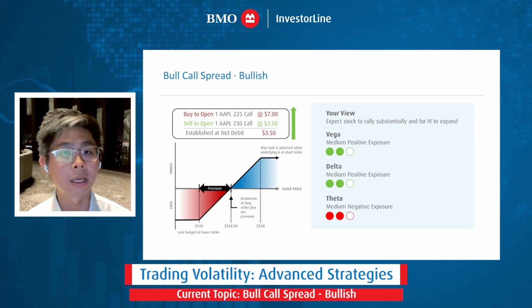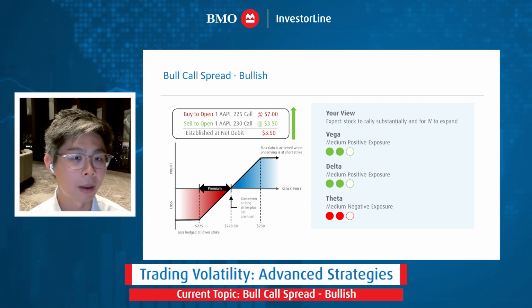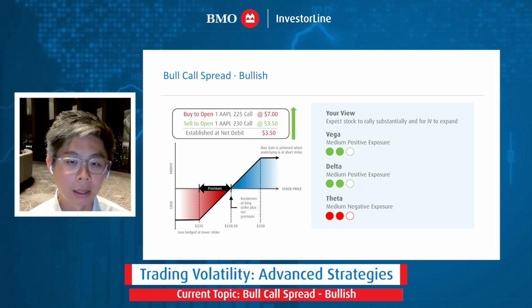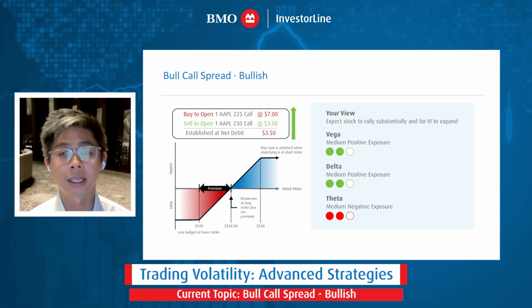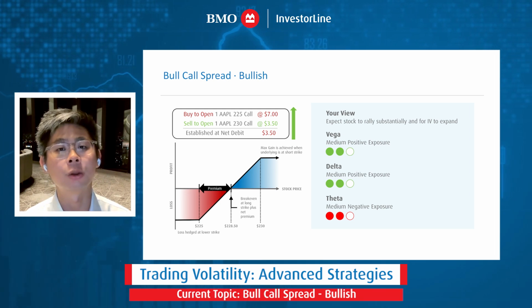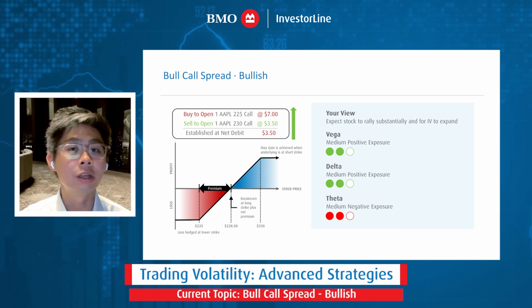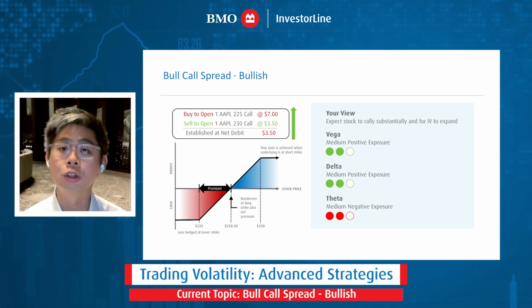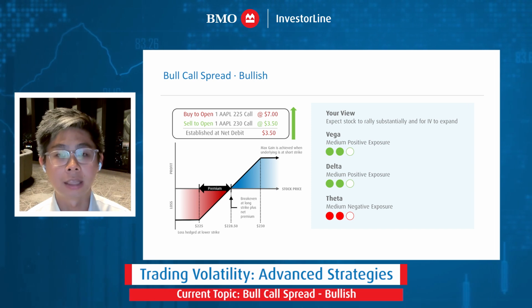In this particular case, because you're buying a bullish debit spread, it's going to give you medium positive delta exposure, meaning this is a strategy that's going to be profitable if the value of the underlying increases, whereas a decrease in value would reduce the value of this debit spread.